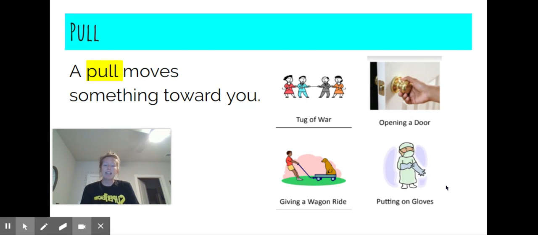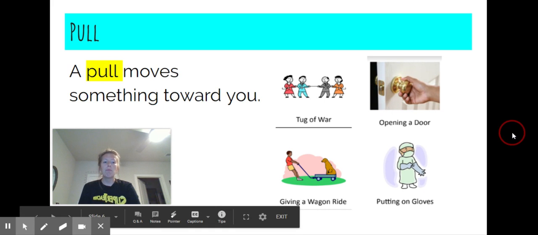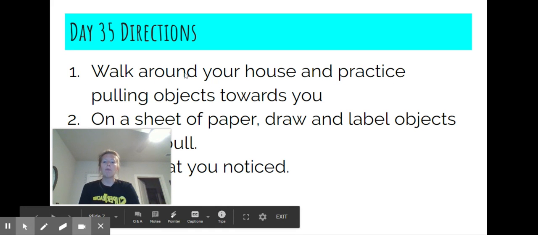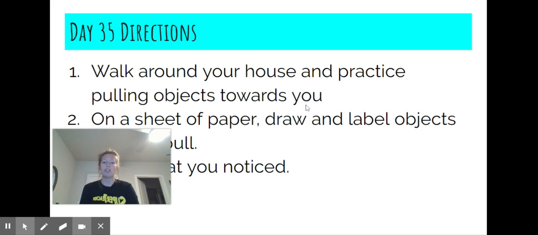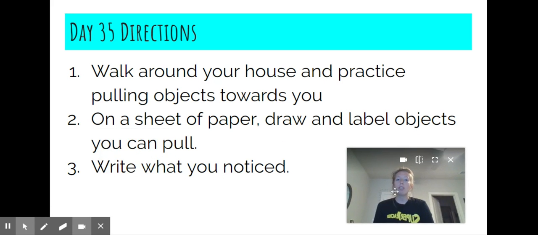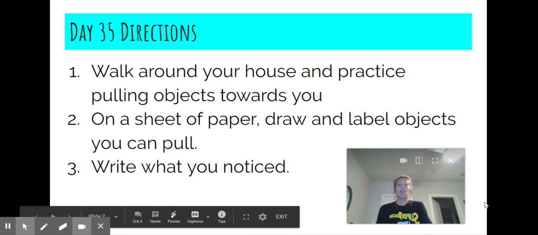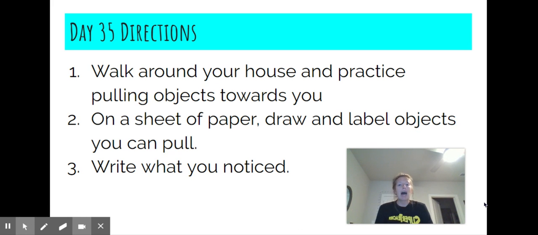Now for your assignment today, you are going to do pretty much just what you did yesterday, except instead of push, you'll be pulling. So step 1 will be walk around your house and practice pulling objects towards you. Now, remember to only pull on things that are not breakable and make sure you pull on things with your parents' permission. So in my example, I pulled on a door.